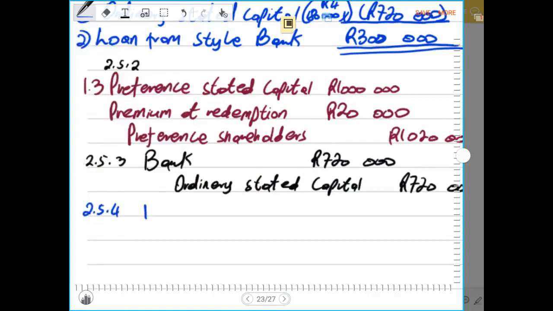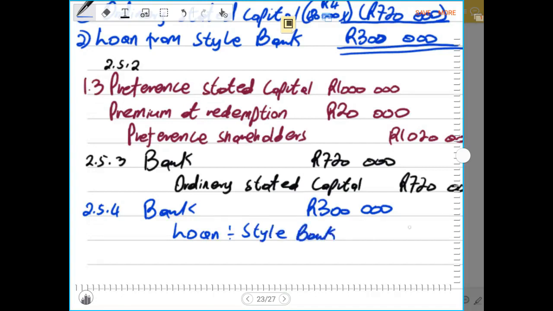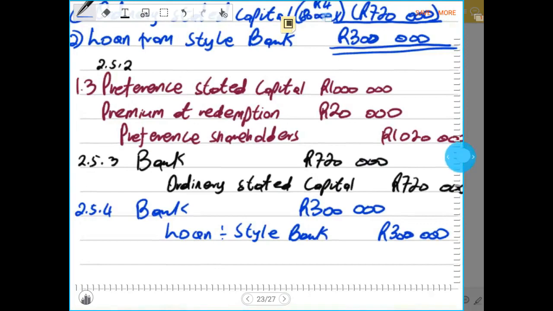2.5.4. Then if you acquire a loan from the bank, your bank account will increase because you will receive the 300,000 rands into your bank account. Then we credit our loan, and our loan is from Style Bank. That is the loan from Style Bank. That will be the same amount of 300,000 rands.